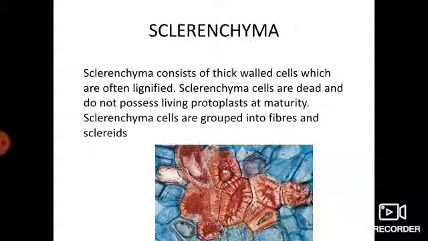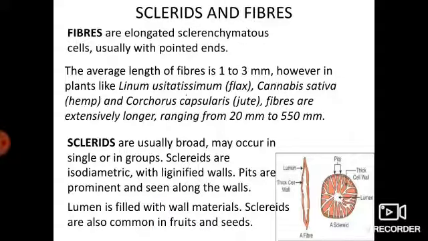We can see the thick-walled cells in the picture, that is the red color walls are very thick. This is the peculiarity of the sclerenchyma. There are two types of sclerenchyma cells. They are sclereids and fibers.